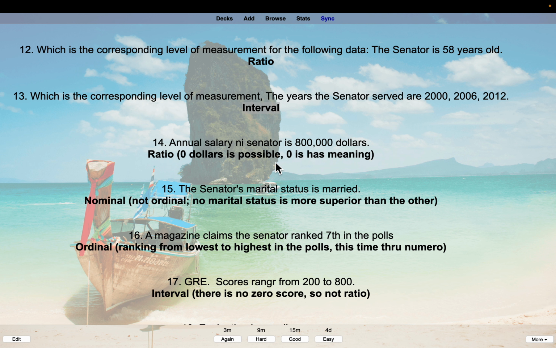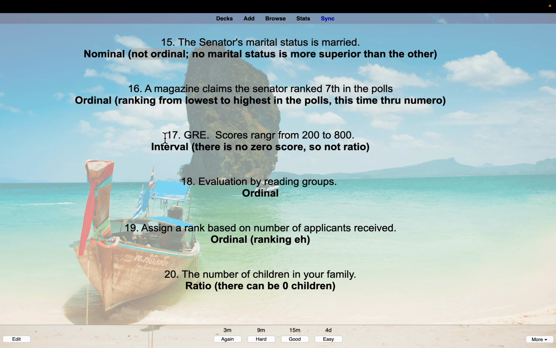The senator's marital status is married. Nominal. Whether it's married, single, widowed, or prefer not to say, that's going to be nominal. Not ordinal. There is no ranking. It doesn't make sense to rank the statuses. No marital status is more superior than the other. Number 16, a magazine claims the senator ranked 7th in the polls. Ranking, that's immediately ordinal. Ranking from lowest to highest in the polls.